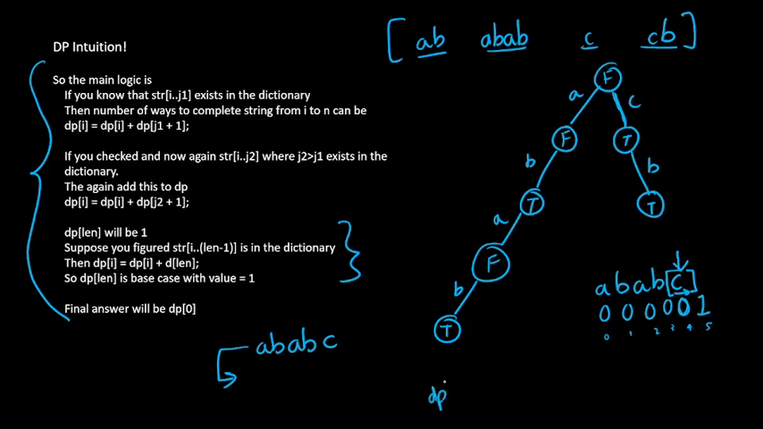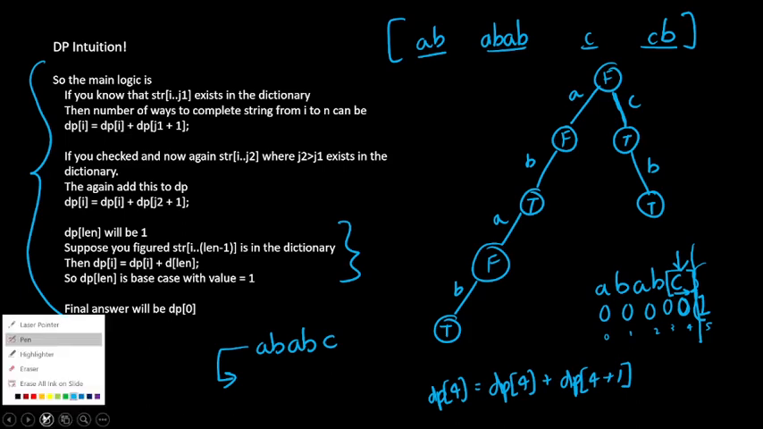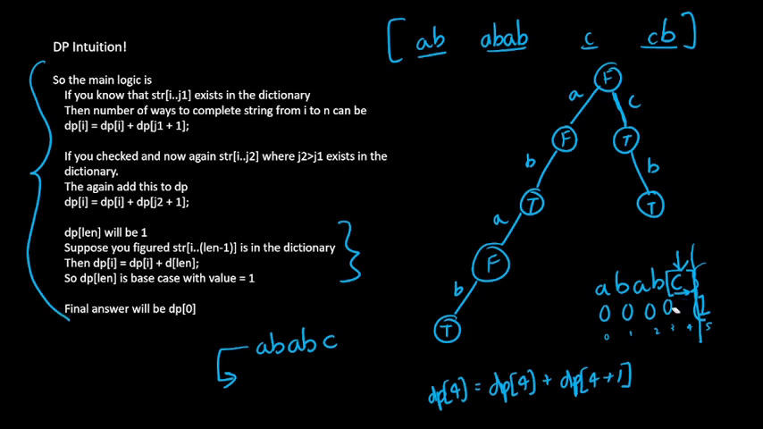So now dp of 4 is equal to dp of 4 plus dp of 4 plus 1. It means now you're sure, right, that I can make a string from 4, but then just tell me what was the answer till here. How many ways were you able to complete the string till this part? And I can assure you that till this part, I am making a string. So the answer for this will be updated to 1. This is 1.